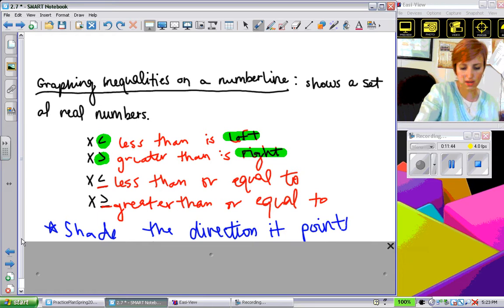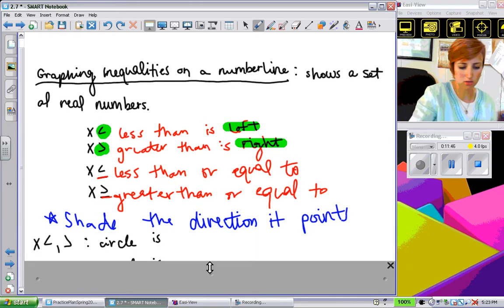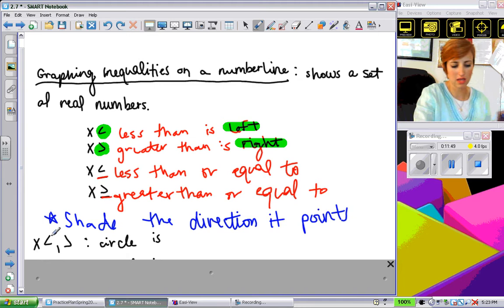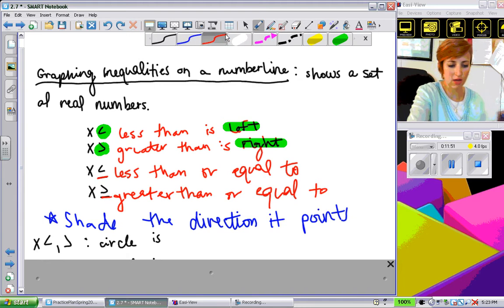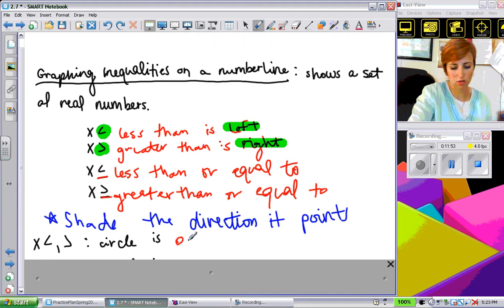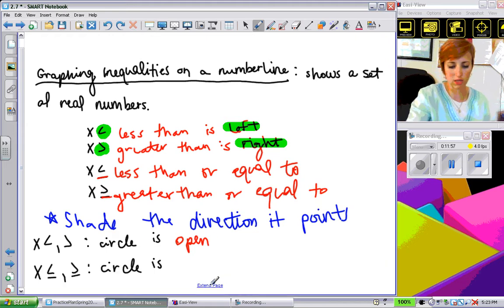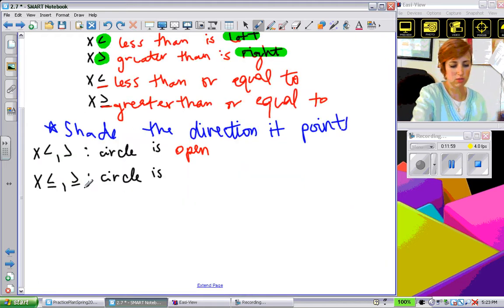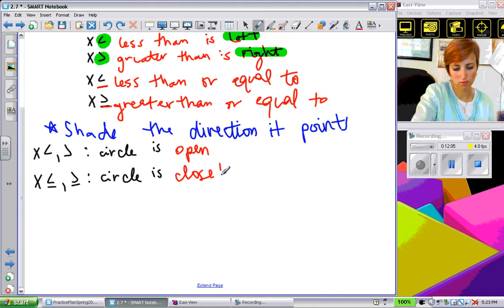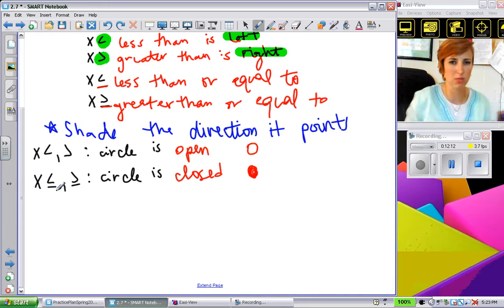Okay, our next set talks about our circle. So if it is x is less than or greater than, it's an open circle. The circle is open because we don't include. And then if it's equal to, less than or equal to, or greater than or equal to, the circle is closed. So for the top one, open circle; the bottom one, like we said, equal to means we include.